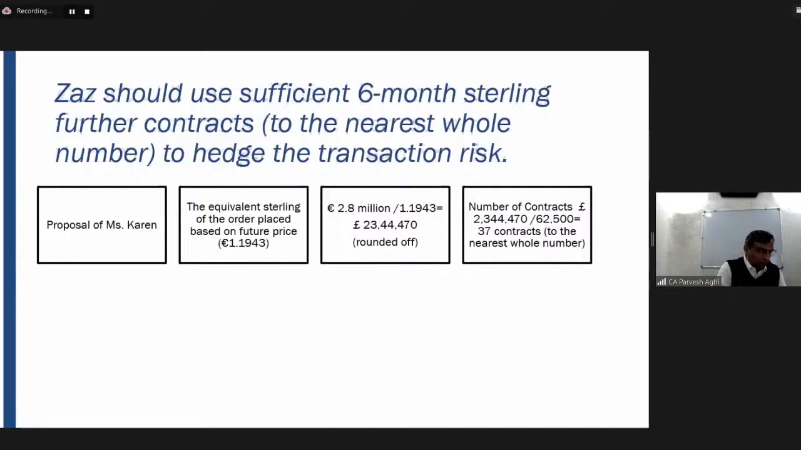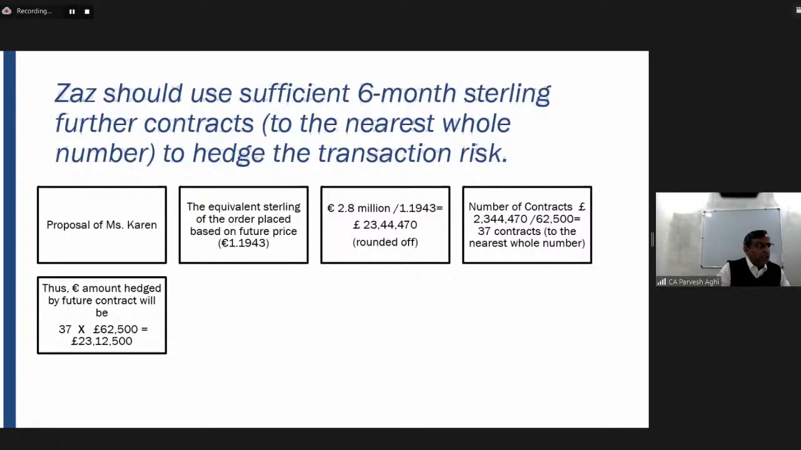So if you do the revision, I'm doing it again: 2344470 divided by 62,500 comes to 37.51. The nearest whole number could have been 38 also, but he has taken 37. So that means there is slightly under hedging. But the CFO says to use the nearest whole number, so we'll go by her advice and take 37 contracts.